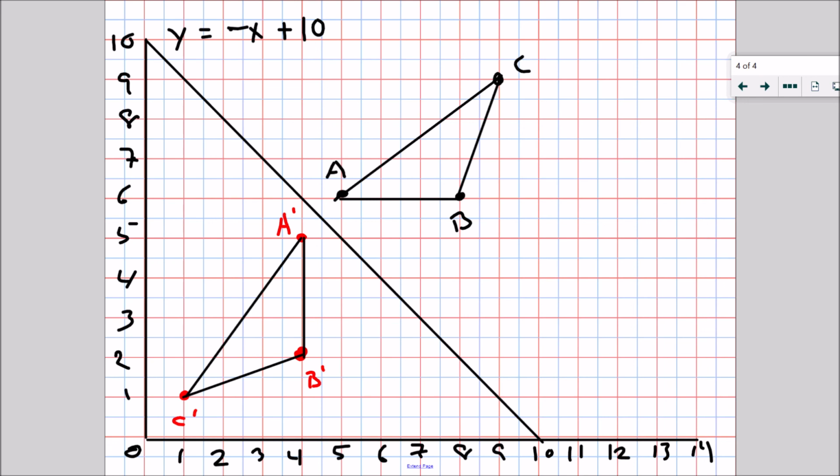Reflecting on the diagonal is actually not that difficult. You're still moving the same number of spaces away. You just need to remember up and down turn into left and right. Left and right turn into up and down. You're always the same distance away, and actually cross the line when you're drawing your prime corners. Because if you don't cross the line, you're not reflecting.